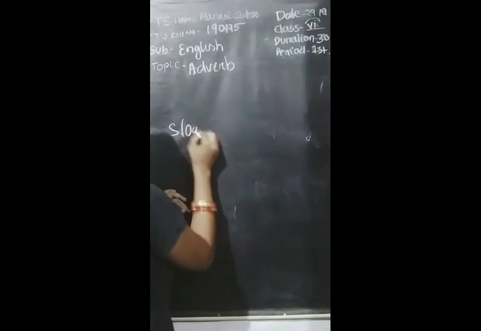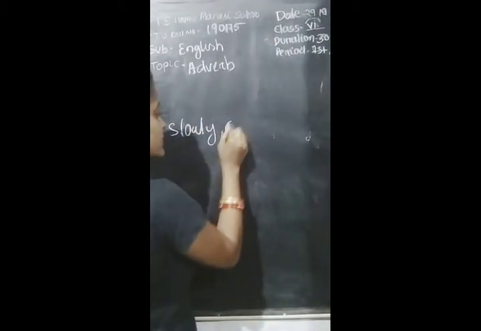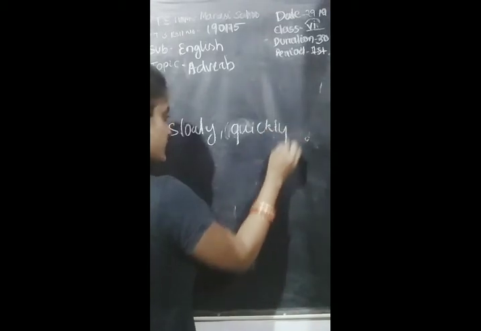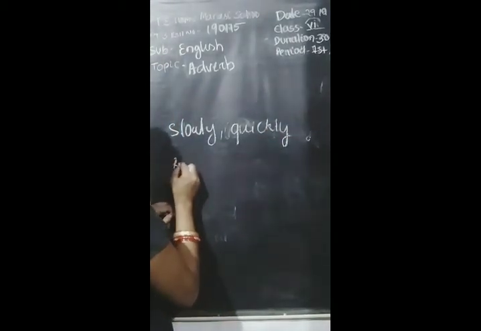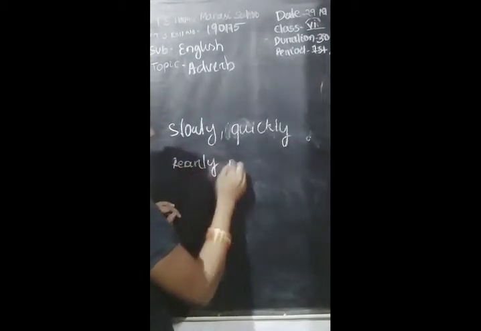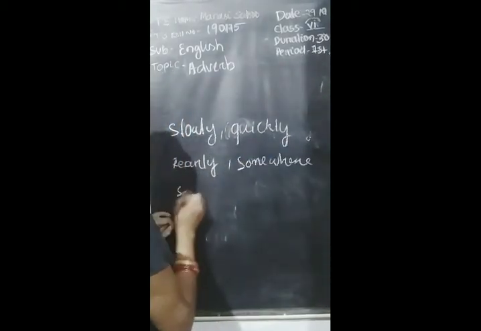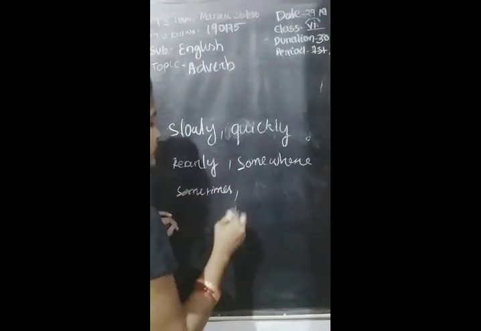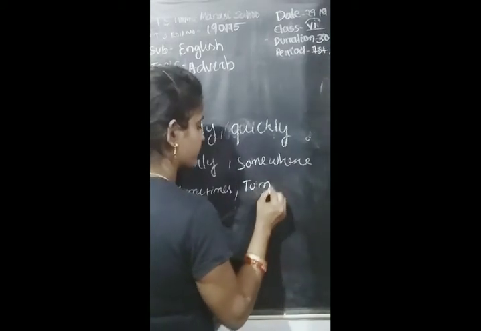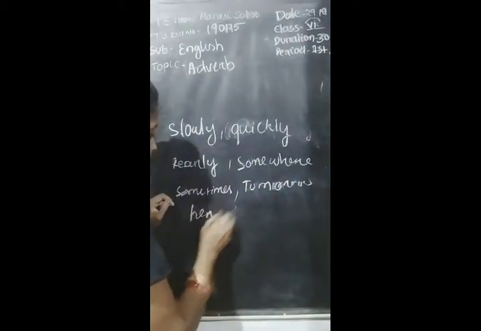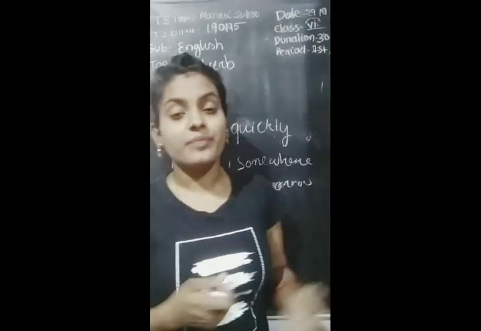And words like slowly, fast, quickly, rarely, somewhere, sometimes, tomorrow, and here. These are some words that are called adverbs.